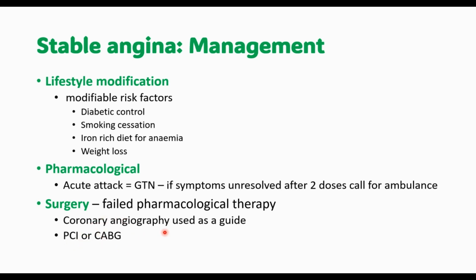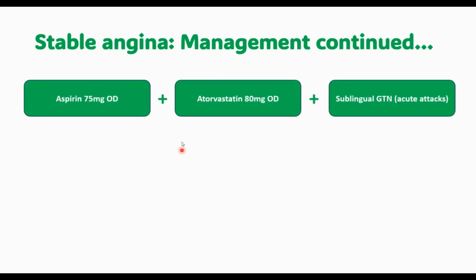Okay, so let's look at the pharmacological management of stable angina in a little bit more detail. Okay, so if someone has stable angina, we want to look at secondary prevention, because they have stable angina, but we want to prevent them from developing other cardiovascular complications, such as having an MI.